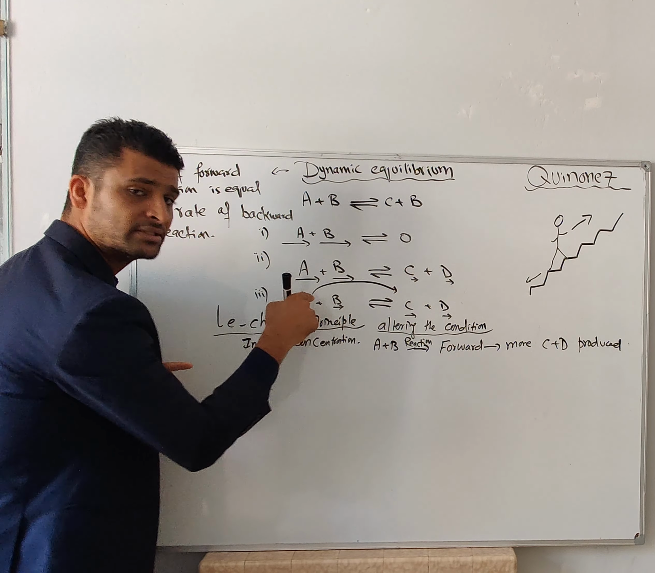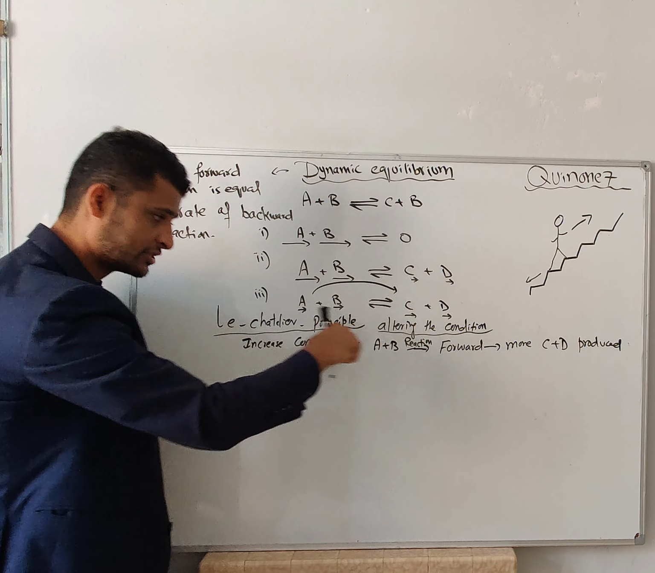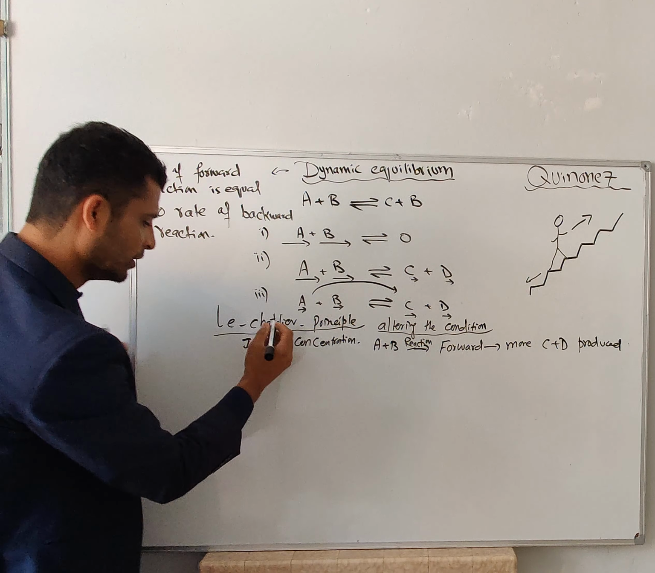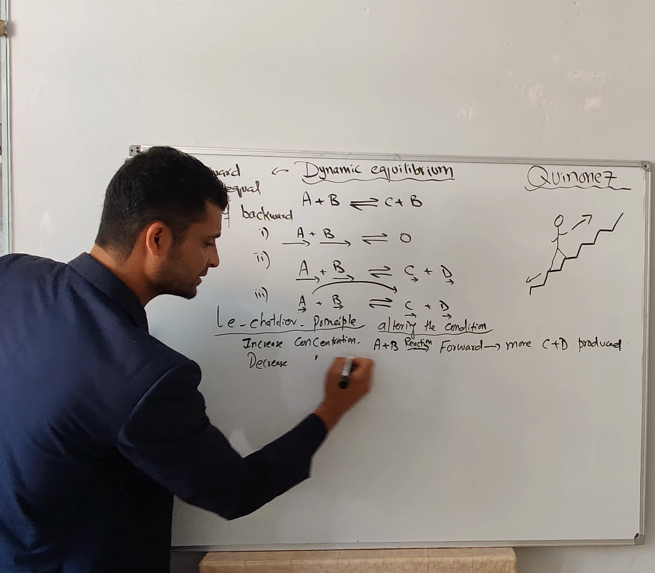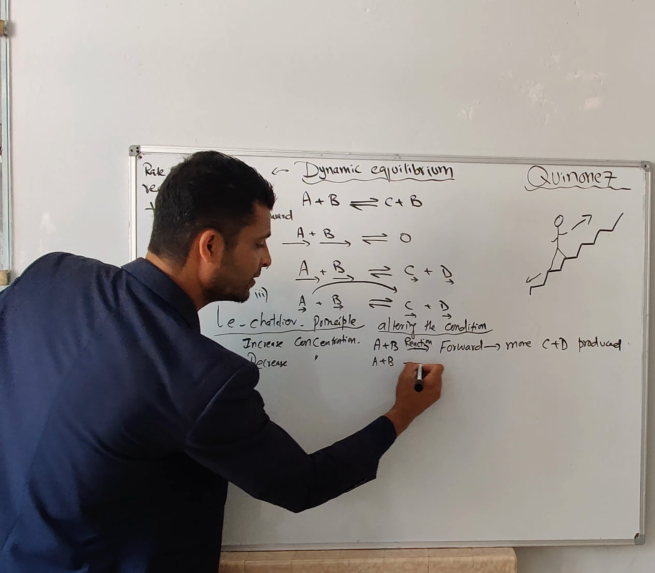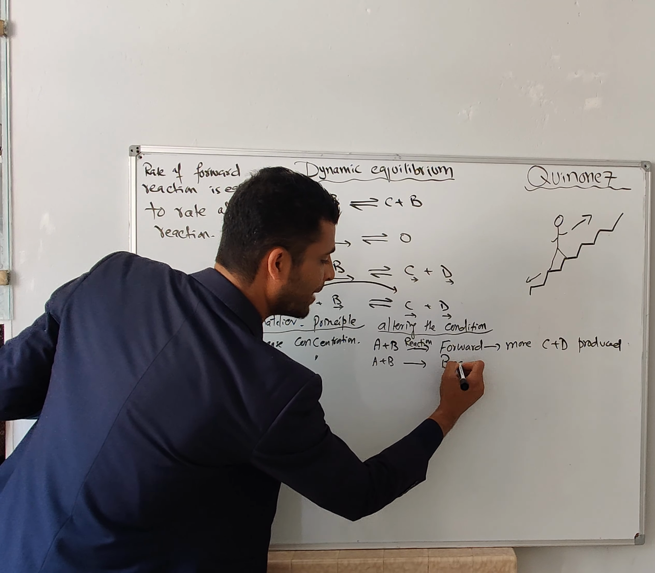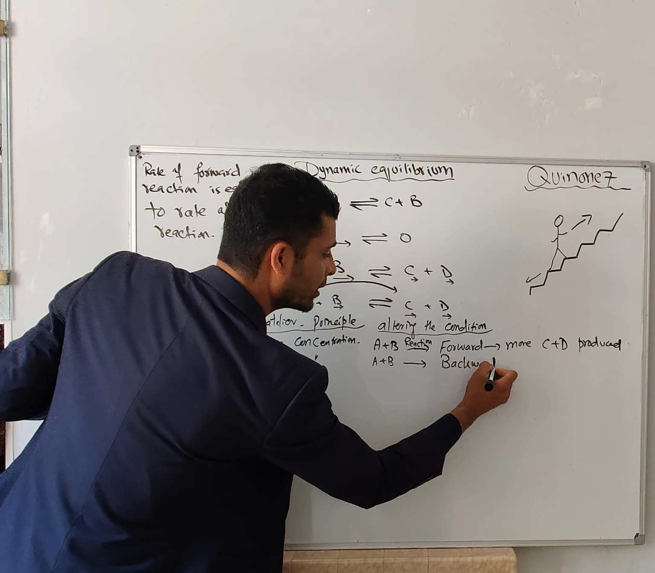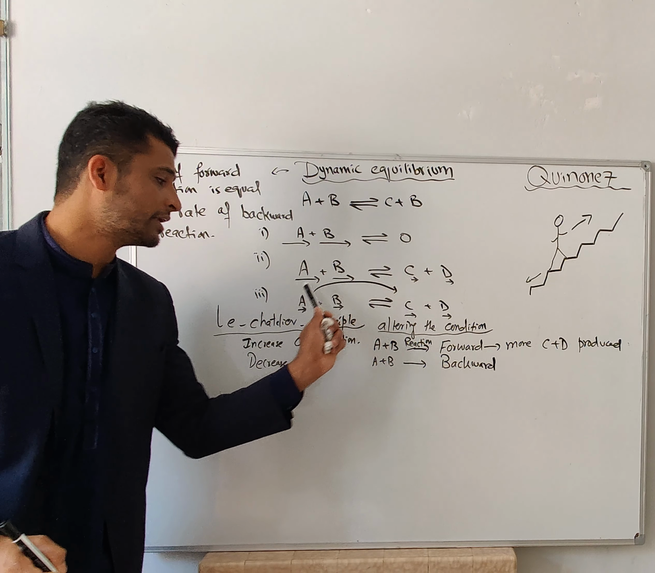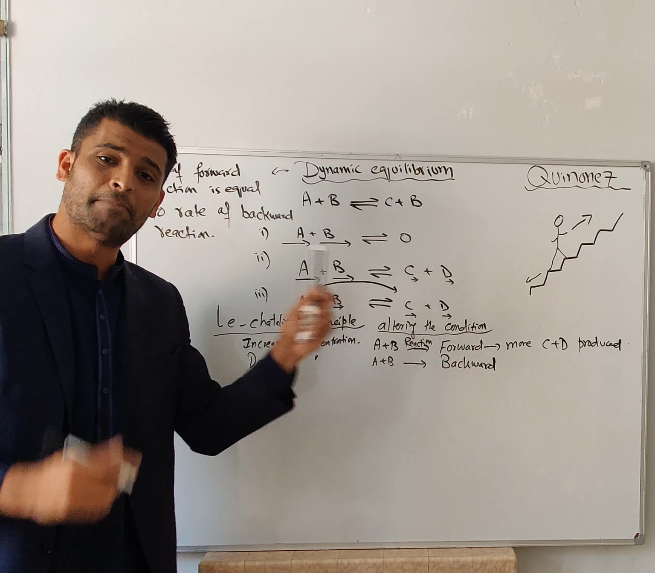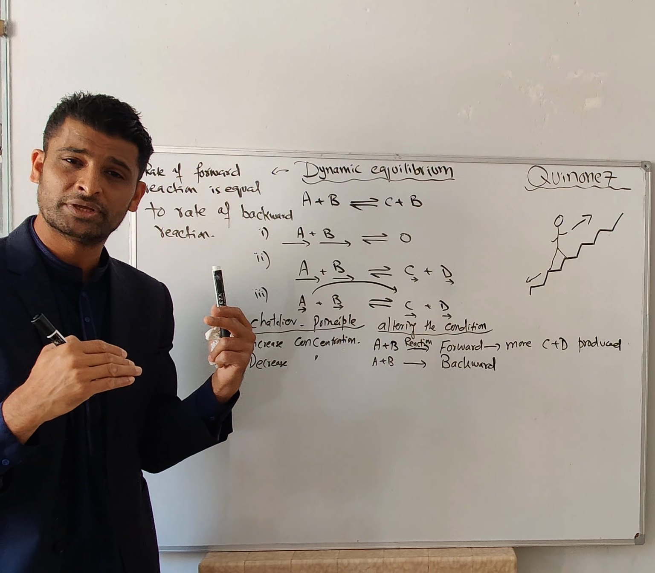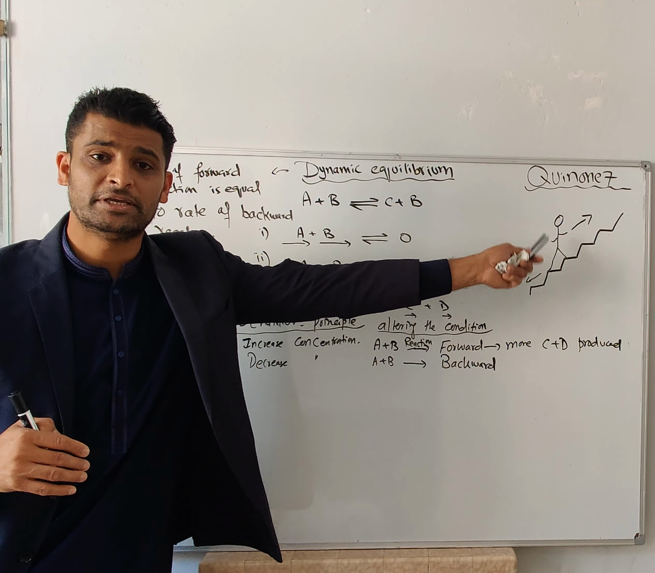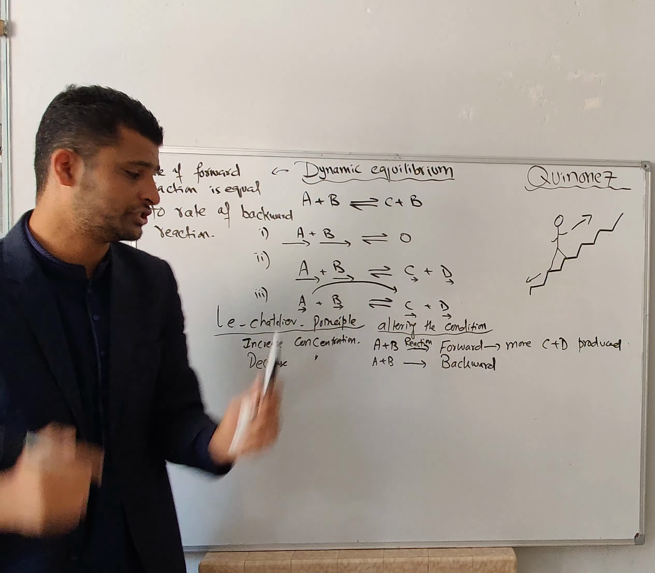If you decrease the concentration of the reactants, the reaction will go backward. So decreasing the concentration of A plus B, the reaction will go backward. Why? Because it is going to balance the rate, because now you have disturbed the equilibrium. Equilibrium is when both speeds are matching each other.